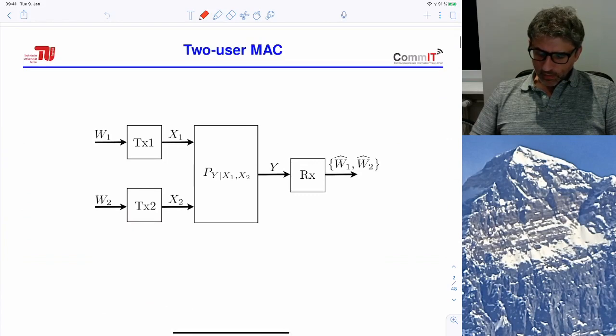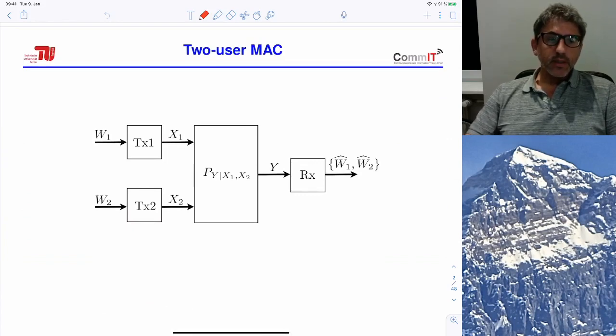Okay, the model for a discrete memoryless two-user multi-access channel consists of two transmitters. Each transmitter wants to deliver an information message to a common receiver. So W1 and W2 are two information messages selected independently with uniform probability over their own message set. The transmitters can drive the channel with two inputs, x1, x2, and the channel has one output y, so the transition probability is p of y given x1, x2. The receiver will decode the sequence of received output y and produce an estimate of the two messages.